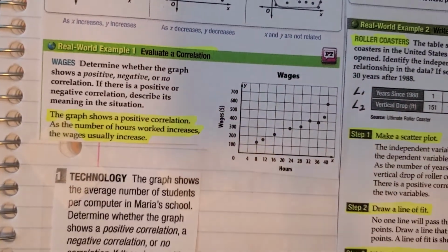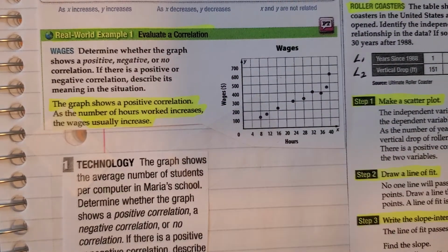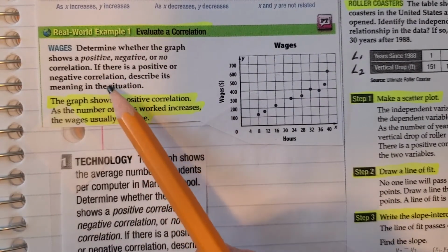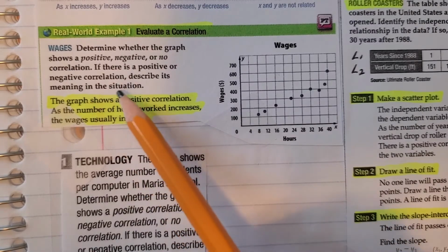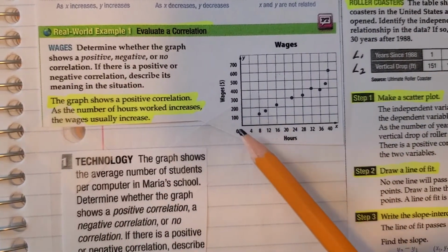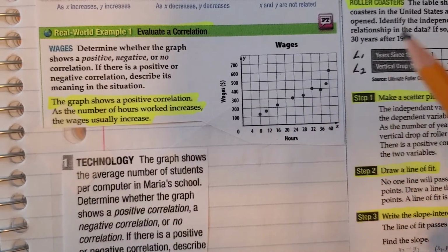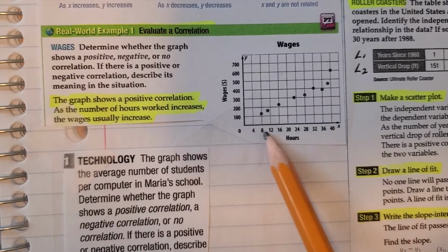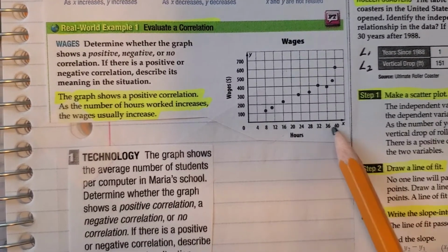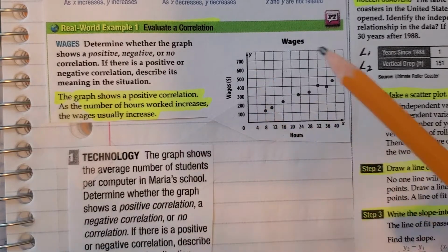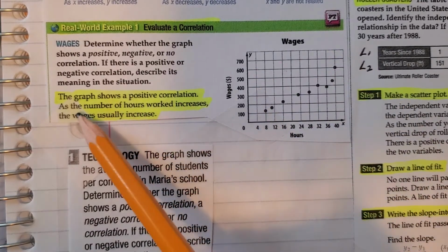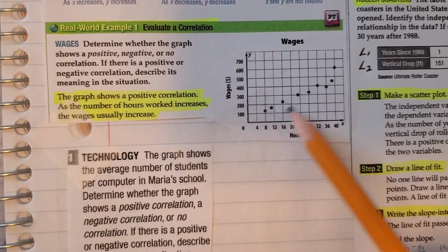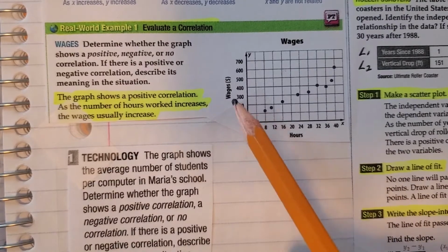Okay, first example, let me try to get it squared up here. There we go. Determine whether the graph shows a positive, negative, or no correlation. If there is a positive or negative correlation, describe its meaning, which is what we're trying to figure out. You can see that's a bunch of points going up. So what does it mean? It means that as the hours go up, 4 to 8 to 12 to 30 to 40, your wages go up, of course. The graph shows a positive correlation. As the number of hours working increases, the wages increase. So you have a positive relationship between hours worked and wages.